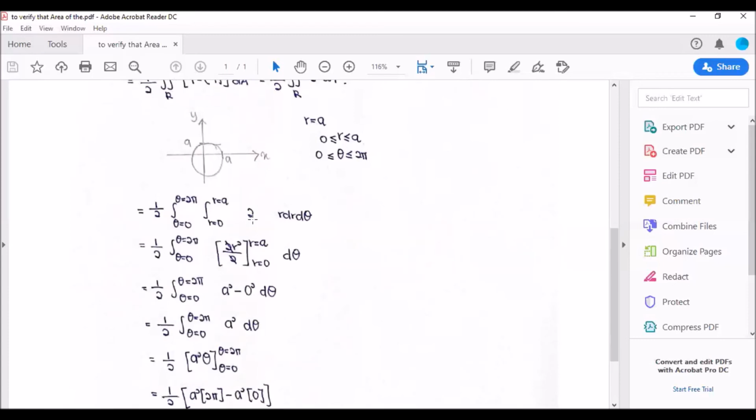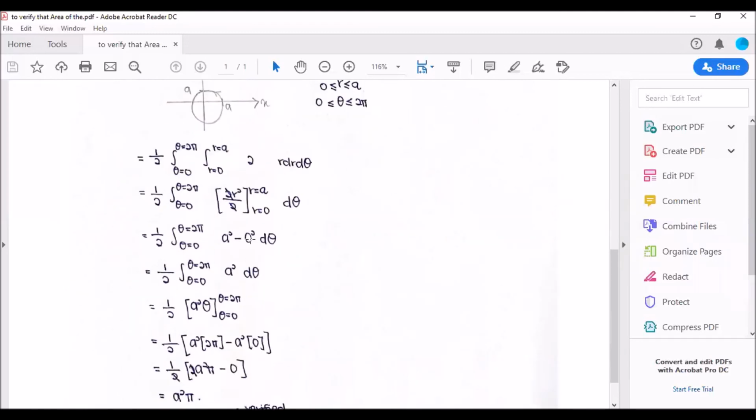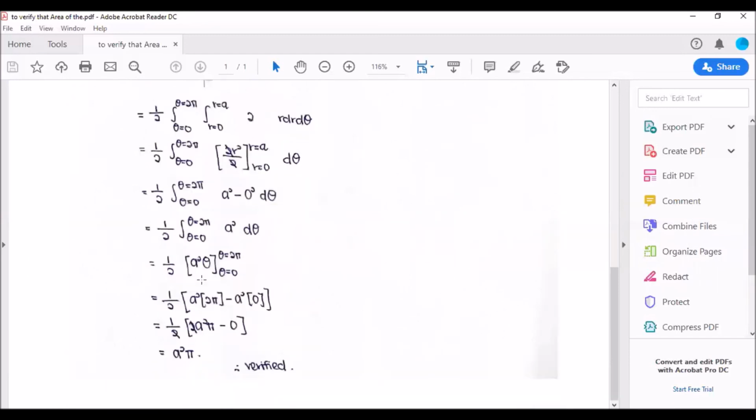Okay, so let's integrate with respect to r first. 2r integrated with respect to r gives 2r square over 2. Just cut 2, we have r square. We substitute r with a and 0, so we get a square minus 0 square, which is a square. Now we integrate with respect to theta, so we get a squared theta. Theta is from 0 to 2 pi, so we substitute 2 pi and 0 into the formula, and we get 2a square pi minus 0.